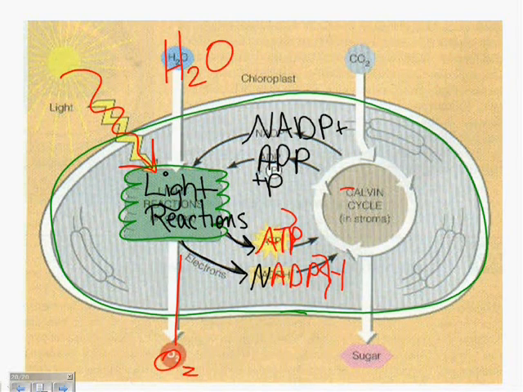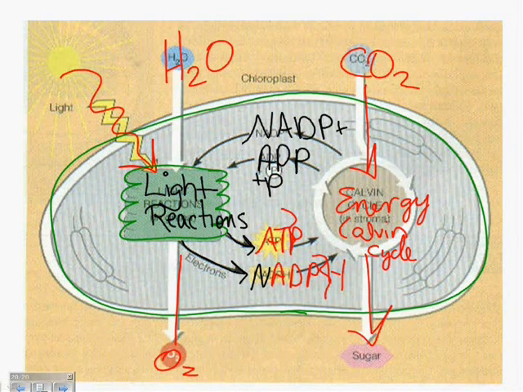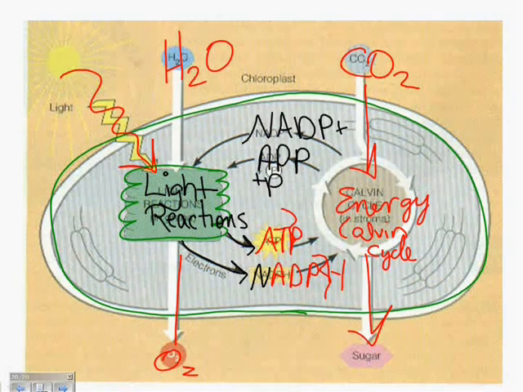ATP and NADPH go in, they transfer their energy here. It's called the Calvin cycle. They're going to transfer their energy along with carbon dioxide. All right, and then out comes what? Sugar. And what is sugar also called? Glucose or organic compound.